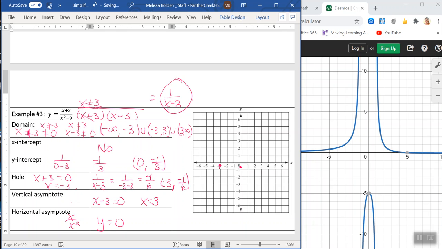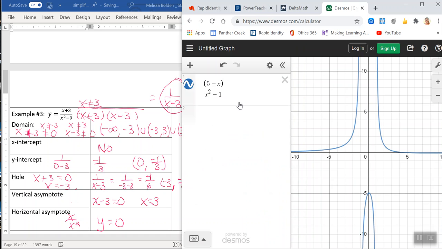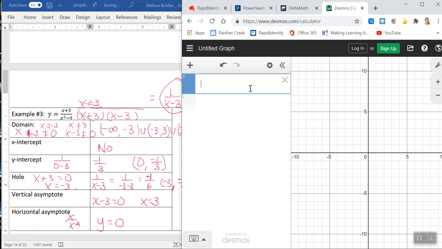All righty, let's put it all together. That one was a little confusing. So we have a horizontal asymptote at 0. There is no x-intercept, and we have a vertical asymptote at 3. And when we graph it, we can always check our work. And just a word for you, the graph will never show you the hole. The graph will not show you the hole.